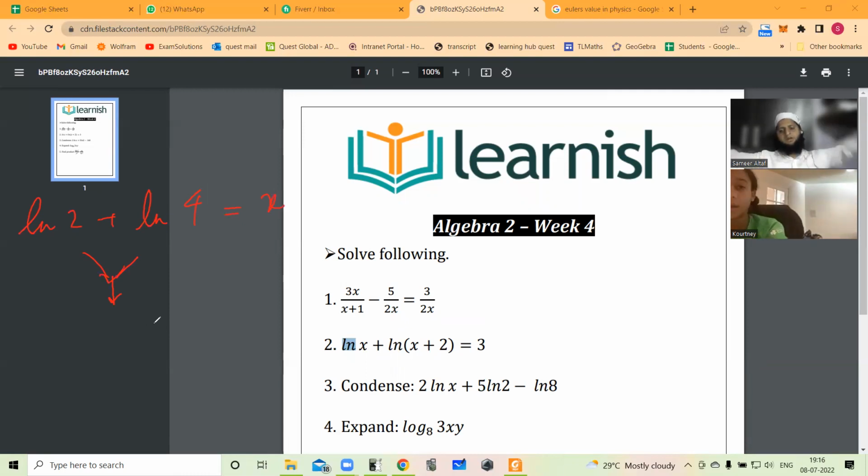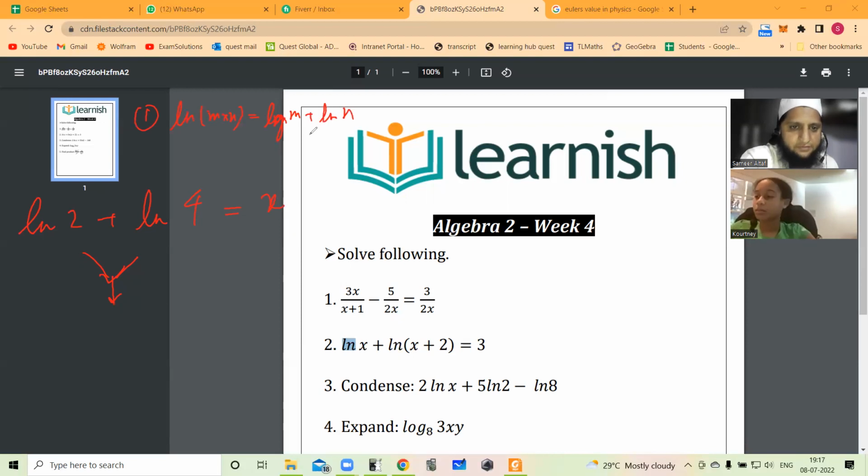Oh, you'll do log 2 times log 4. 2 times 4 only. The first rule was ln of m times n is equal to ln of m plus ln of n, right?